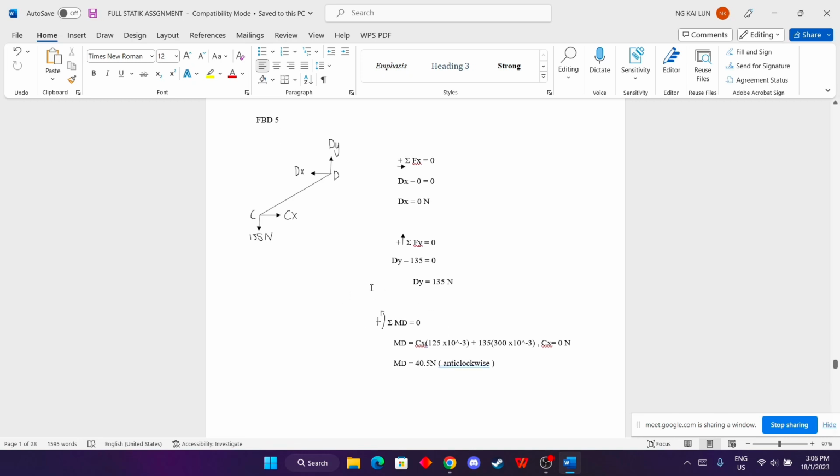Then we look at the moment equation, moment D equal to 0, and then Cx, which is here, times the vertical length up there, and then plus 135 is the force there, times the 300 length there, which is Cx equal to 0 Newton, and then we got the last answer, moment D 40.5 Newton meter anti-clockwise.